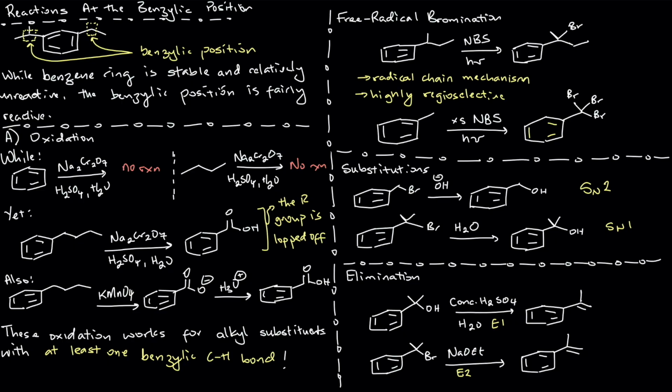You can also have a benzylic halide, such as a benzylic bromide, and you can treat that with a strong base, and then it would also go through an elimination reaction, this time through an E2 mechanism.